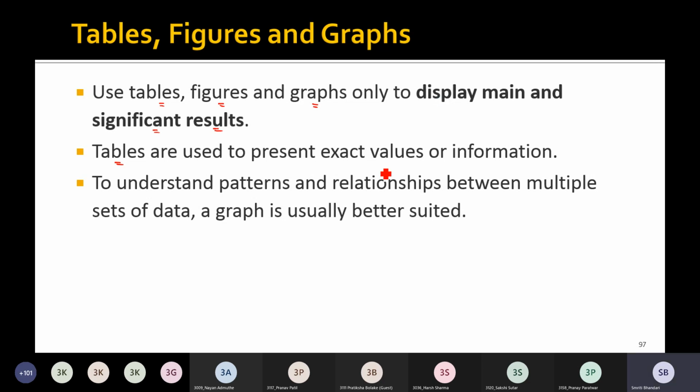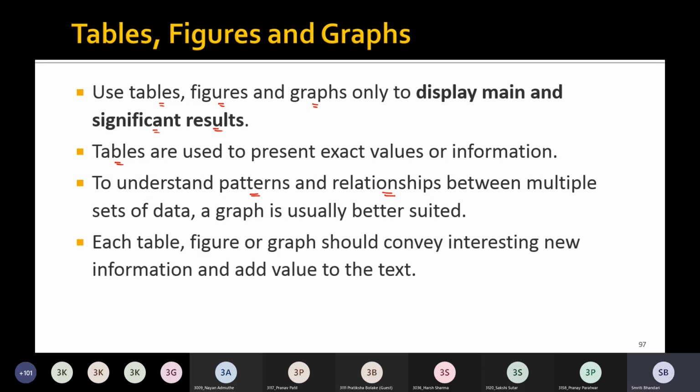Now, when to use graphs? To understand some patterns or the relationships between multiple sets of data. I'll repeat. To understand patterns and relationships between multiple sets of data, then we should use a graph or a chart.